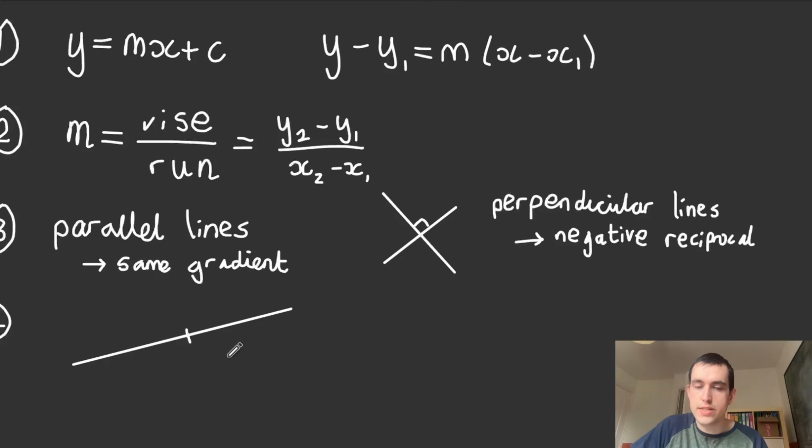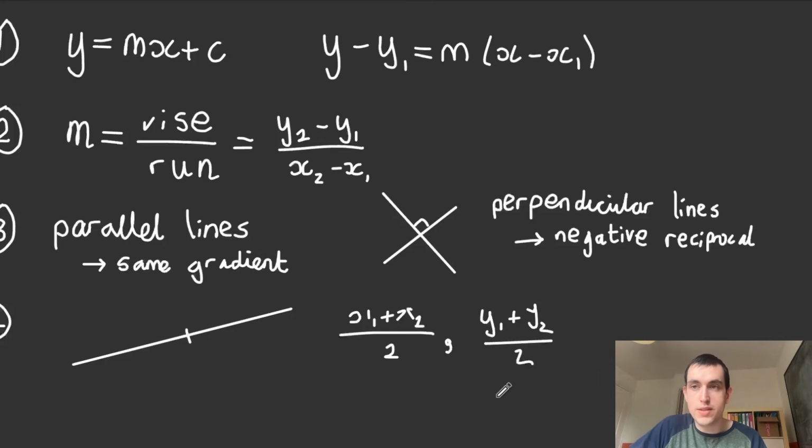The next thing you need to know is how to find the coordinates of a midpoint. What we do is we take the average of the x coordinates, which is (x1 + x2) divided by 2. Then we take the average of the y coordinates, which is (y1 + y2) divided by 2, pop it in some brackets, and we call it a day.